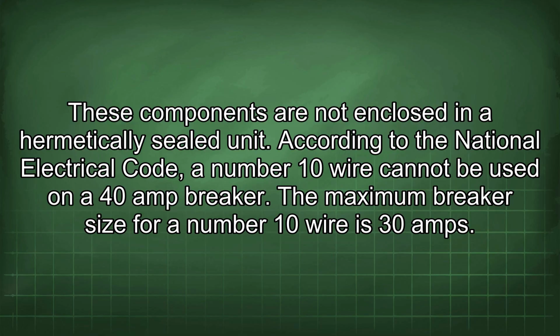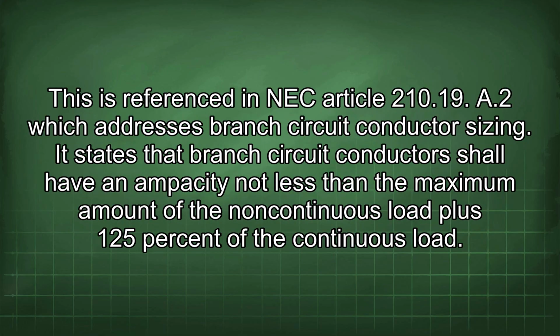According to the National Electrical Code, a number 10 wire cannot be used on a 40 amp breaker. The maximum breaker size for a number 10 wire is 30 amps. This is referenced in NEC Article 210.19(A)(2), which addresses branch circuit conductor sizing. It states that branch circuit conductors shall have an ampacity not less than the maximum amount of the non-continuous load plus 125% of the continuous load.